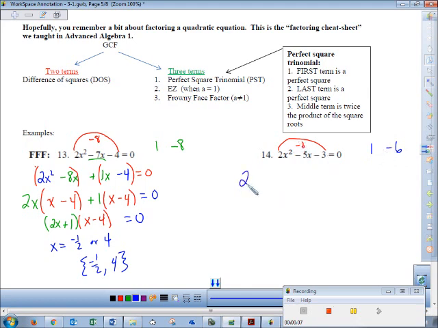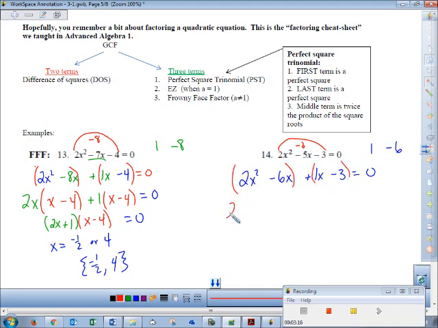So split it into four terms. The 2x squared comes down. I like to put the minus term next, and then the plus term, and then the minus term, equals 0. Double group. These terms become a group. Those terms become a group.